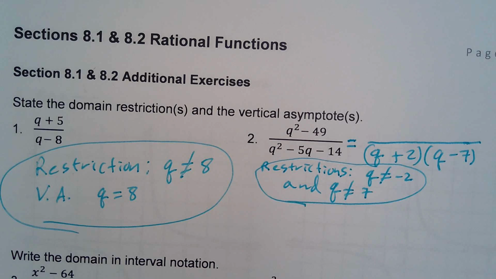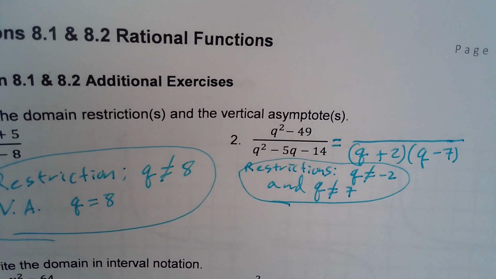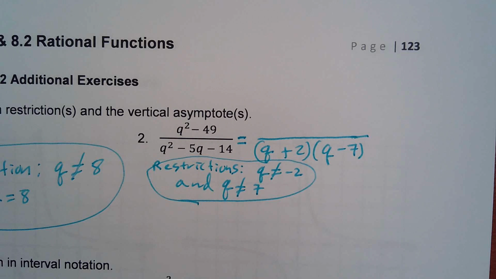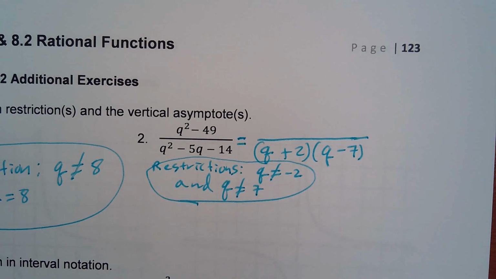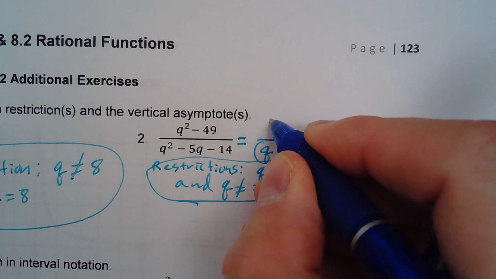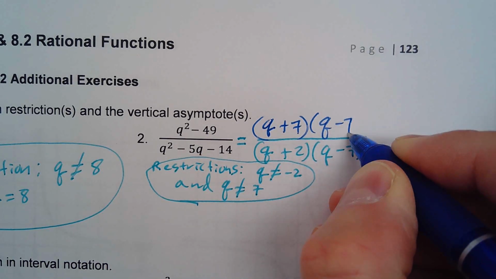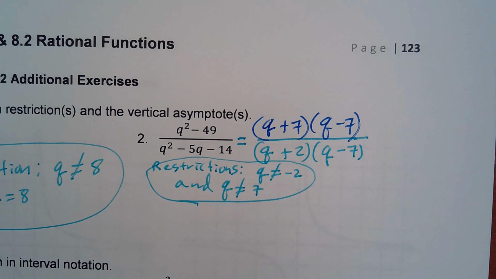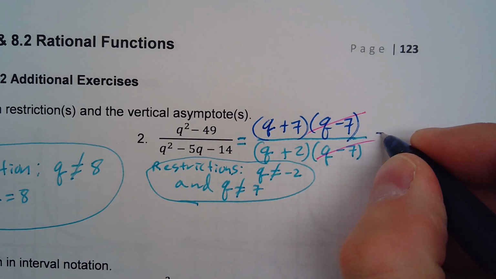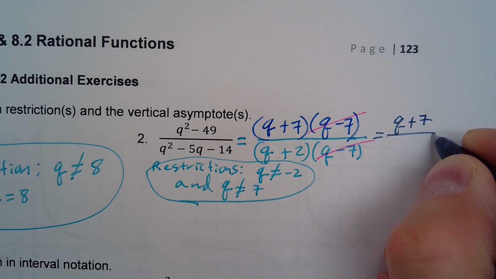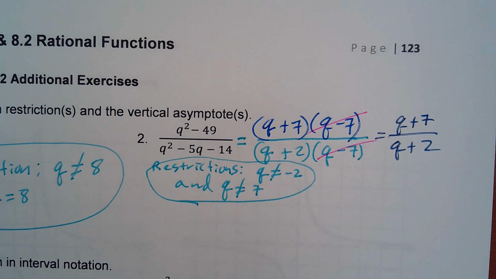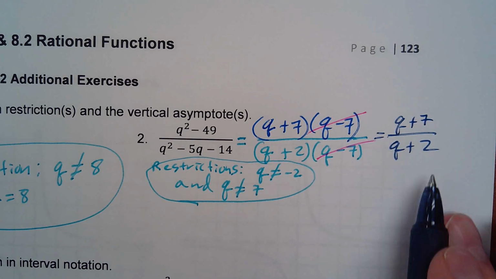Now to find the vertical asymptotes, I do need a factor. So we're going to go ahead and factor that q squared minus 49. And that is a difference of squares. So that'd be q plus 7 times q minus 7. Now in this problem, the q minus 7s are going to divide out to become 1. So we're left with q plus 7 over q plus 2. So our vertical asymptote will have one at q equals negative 2.